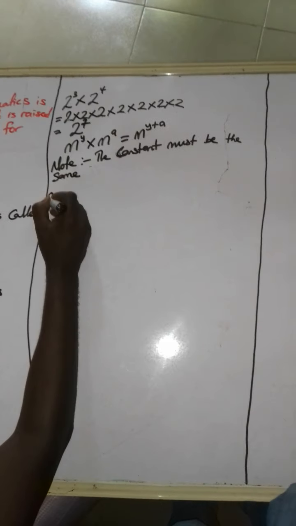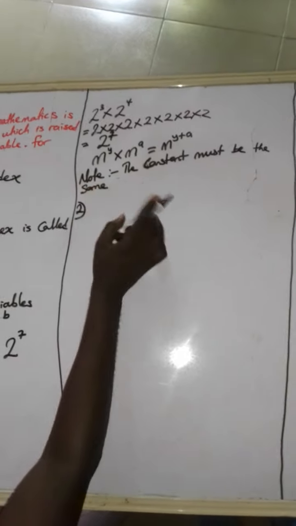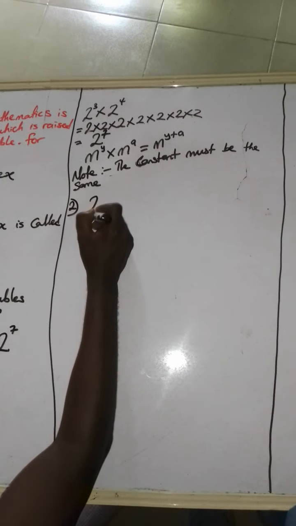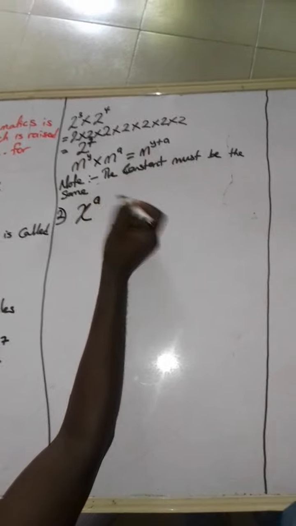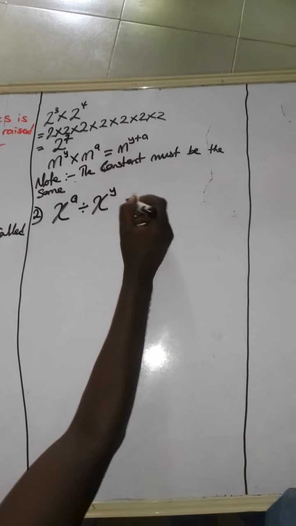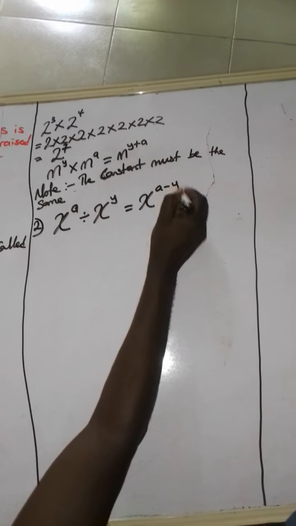Now we can move to the second law, which is the division law. Still banking on when x, a, y, b are variables, then division law is telling us that when we have x raised to power of a divided by x raised to power of y, this is the same as x raised to power of a minus y.